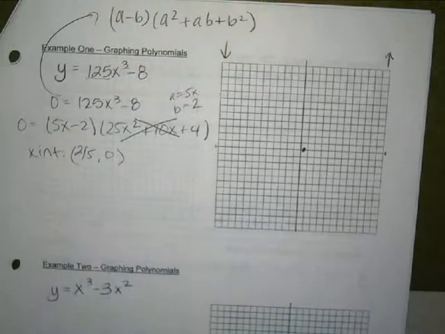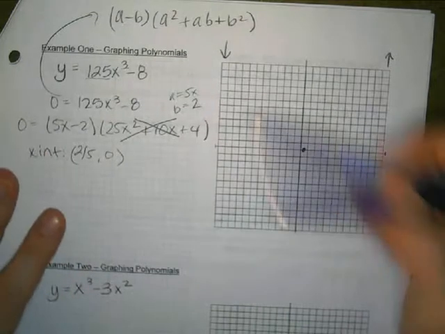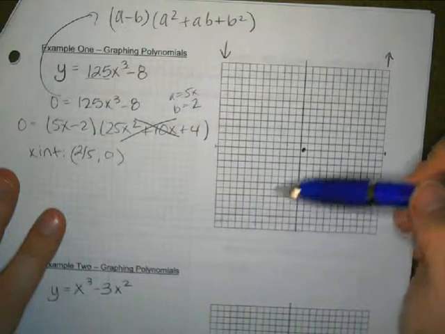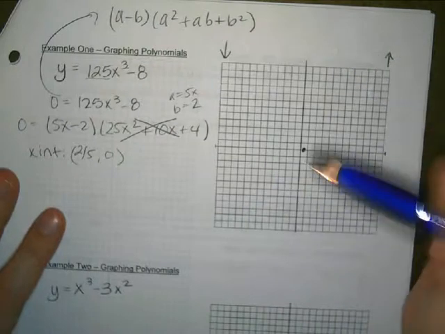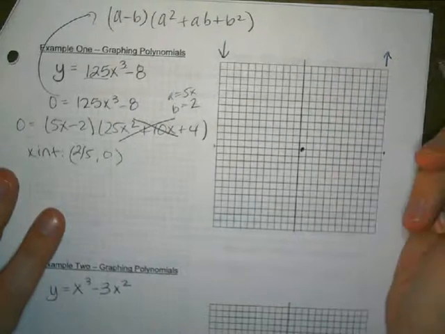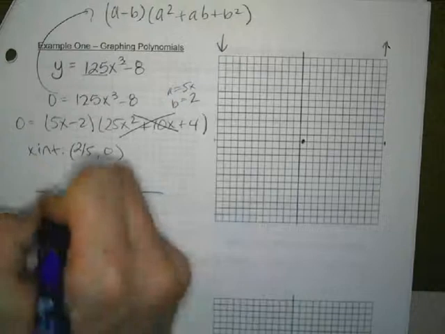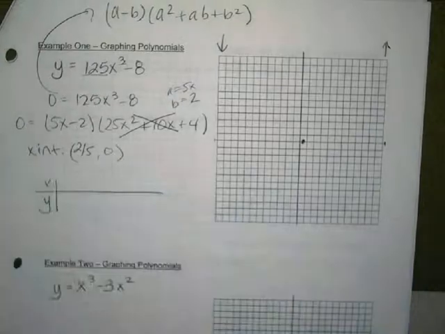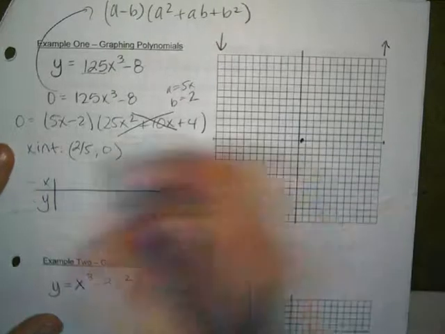Now, because I have only one x-intercept, and I don't have any turning points, what's going to happen is your graph is going to start down here and curve up towards positive values. But the only place where it connects to the x-axis is that 2/5. So to find other points that I can plot to help guide my graph, I'm going to pick one value to the left and one value to the right, and I'm going to make them easy values.